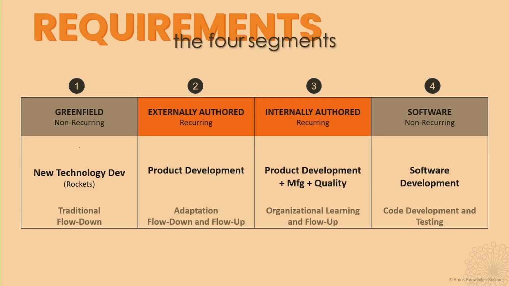So the breakdown of the 4 types of requirements that we've come up with are listed here, and I'm going to go through each one independently. And I'm going to start with greenfield engineering. So this type of requirement, greenfield engineering, we call it flow down. It's more of your traditional type of requirements, cascading approach. Very useful in new technology development.